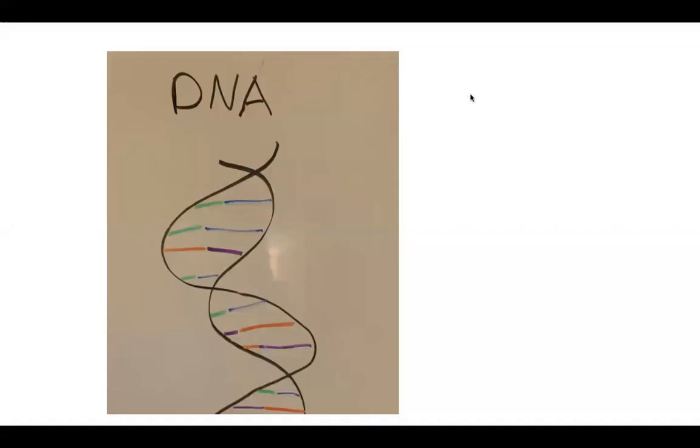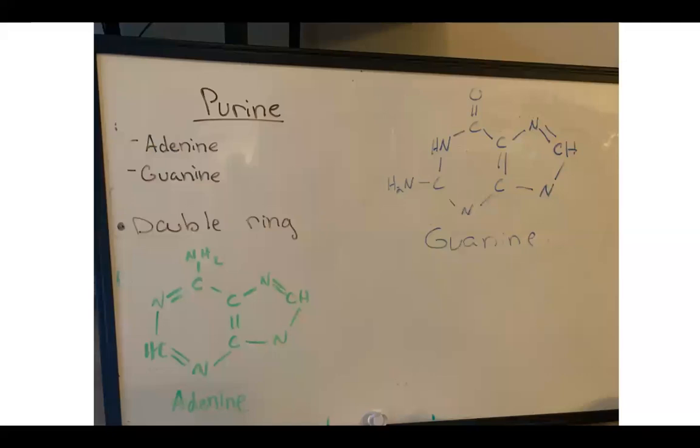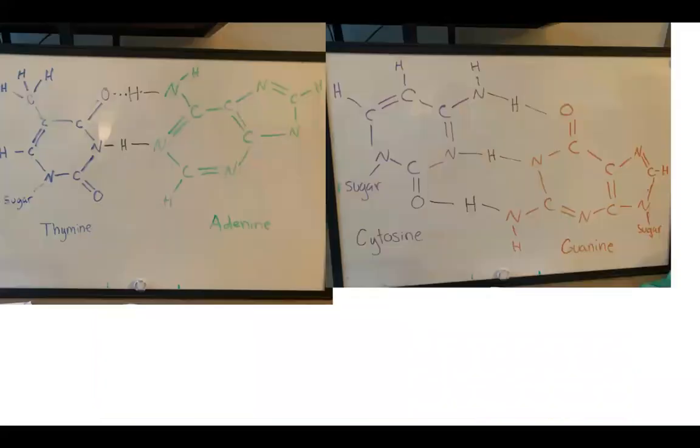As we zoom in on DNA, we can see that it's made up of nitrogen bases. There are two types of nitrogenous bases: purines, which are adenine and guanine, and pyrimidines, which are cytosine, thymine, and uracil. Base pairing rules cause only adenine and thymine to pair and only guanine and cytosine to pair. Hydrogen bonds make sure of this because adenine and thymine have two hydrogen bonds and guanine and cytosine have three.